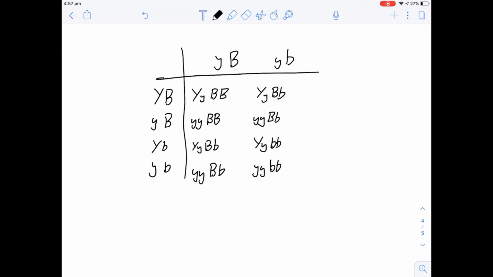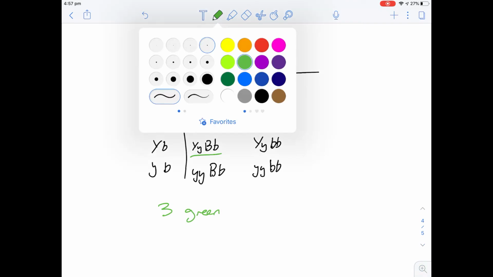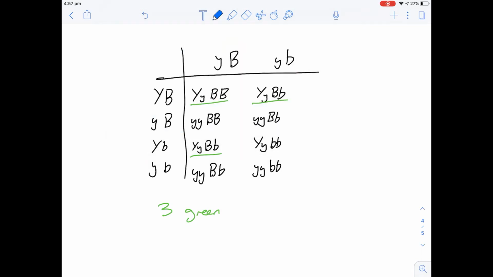So what does this mean for our different phenotypes? So let me color code them. So we're going to look for the green ones now, which is where you're going to have a dominant allele for both. So that's going to be this one. This one. Yeah, that's them all. So we've got three which are green. So blue is where you're going to be homozygous recessive for Y, but have a dominant allele for B. So that'll include these ones here. So we've got three blue.